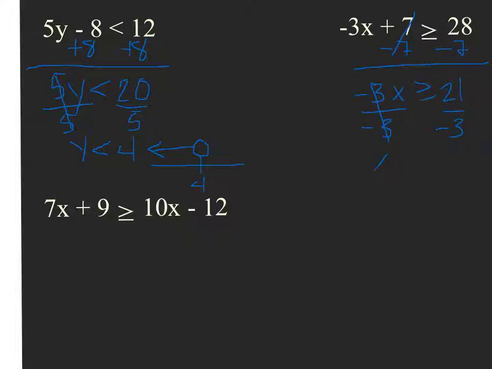So those cancel out. x is, and now we're going to flip it to less than or equal to negative 7. So we go ahead and graph negative 7. This is going to be a closed circle because of that line underneath, and it's saying x is smaller, so we go to the left.